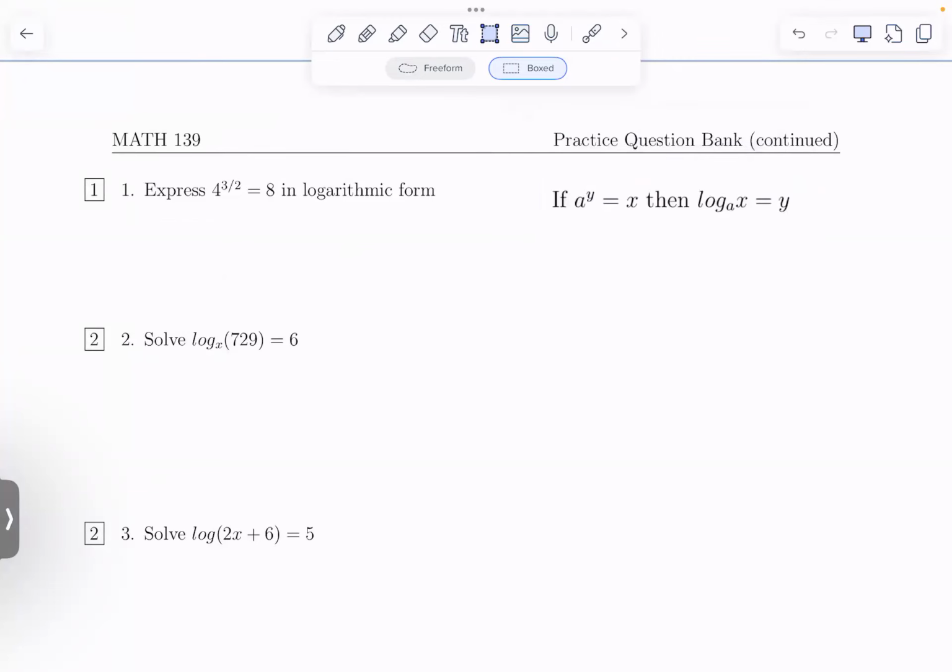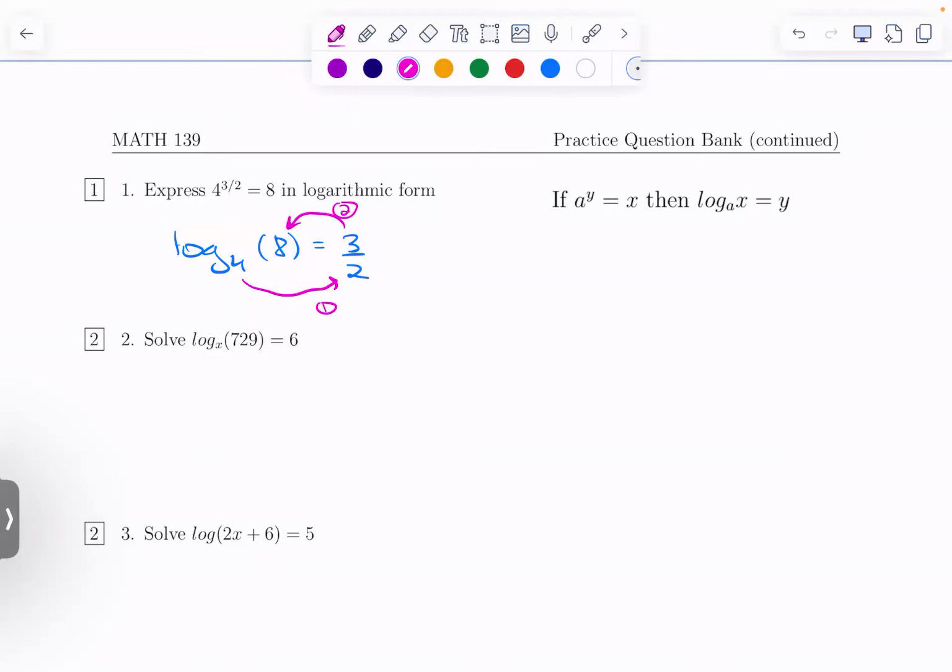If a to the y is equal to x, then log base a of x is equal to y. That's why it's only 1 mark, because all you have to do is track these. A is 4, so log base 4 of 8 is equal to 3 over 2. And you can confirm it by taking 4 to the 3 over 2, so that's your first step, should equal 8, that's your second step. Been a while since we did logs.